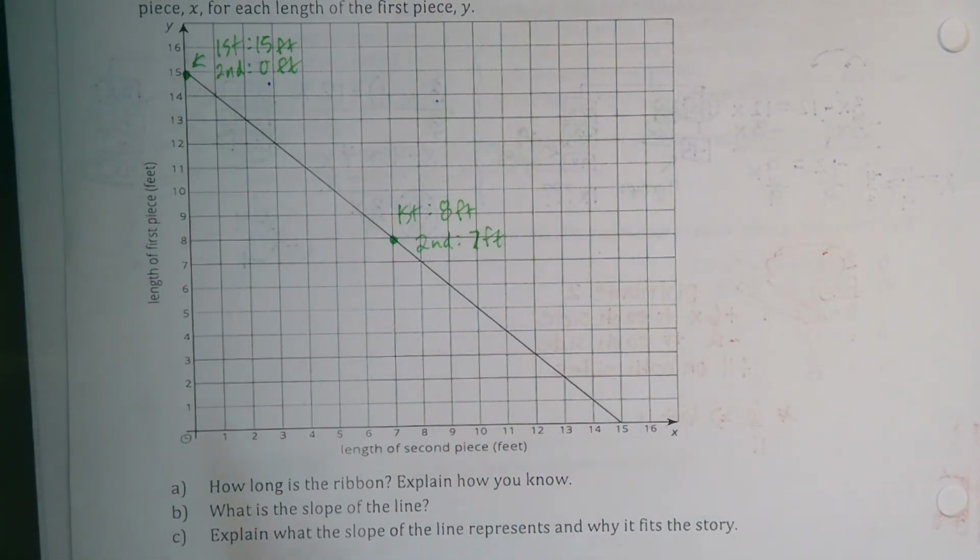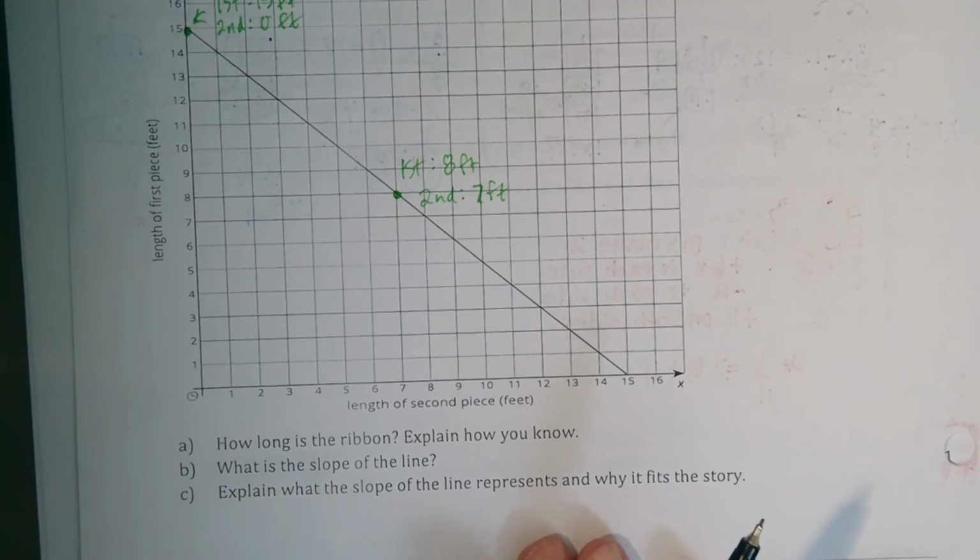B, what is the slope of the line? Don't forget with the slope, this is where you calculate your slope triangle, vertical over horizontal, and explain what the slope of the line represents, why it fits the story. So don't tell me in general what the slope represents. In this situation, what did you get for B? What do the numbers in B even mean? And that's it.